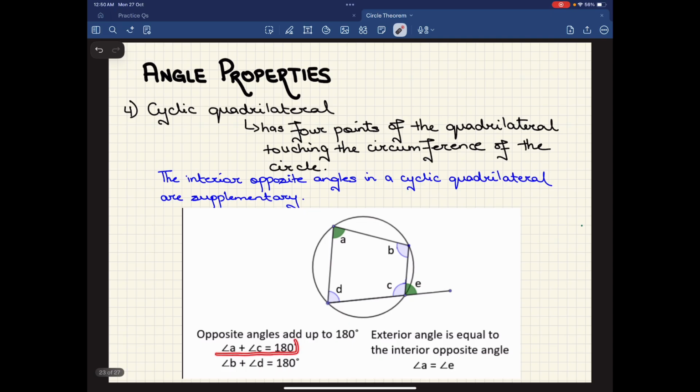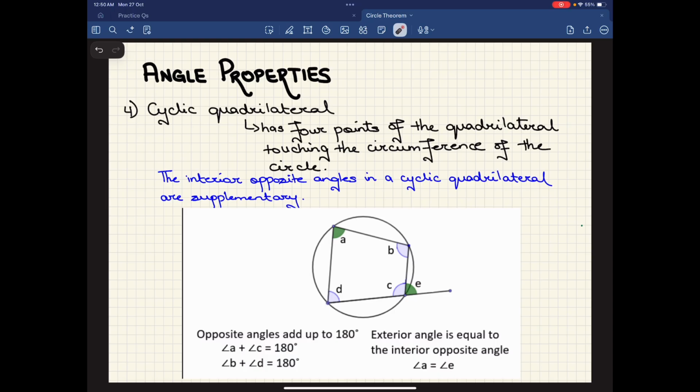And let's have a look at angle B. Which angle is opposite to it? It is angle D. So angle B and angle D should add up to 180 degrees. So this is the first property of the cyclic quadrilateral that you should keep in mind.